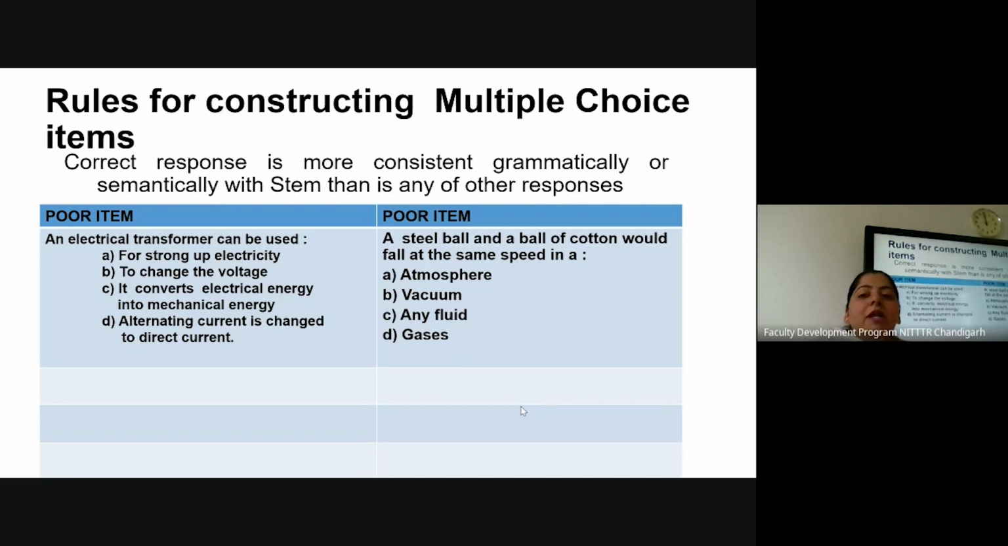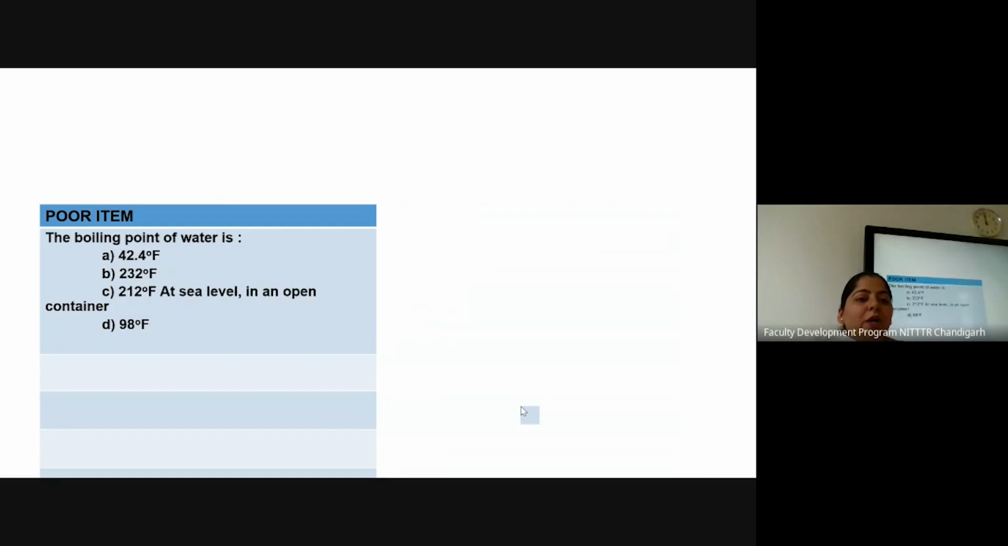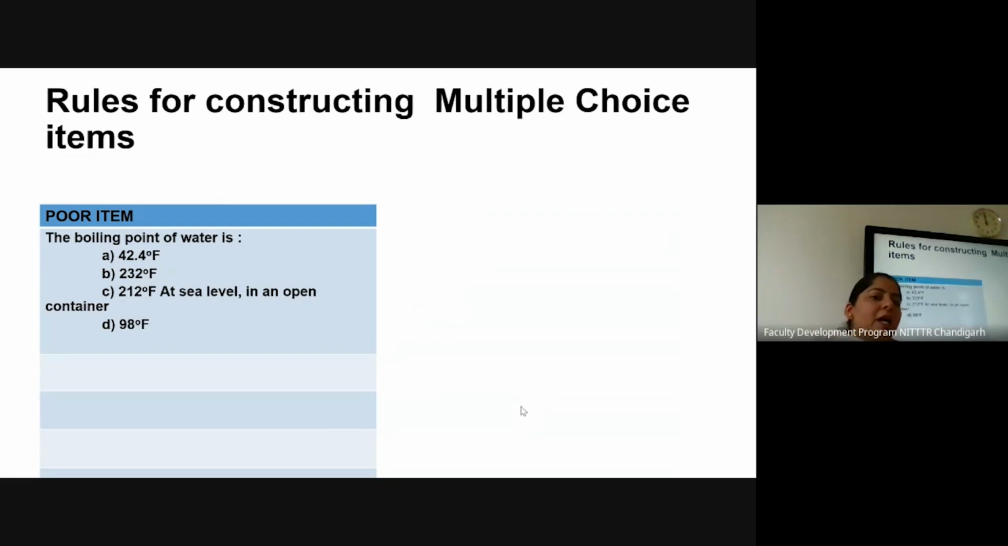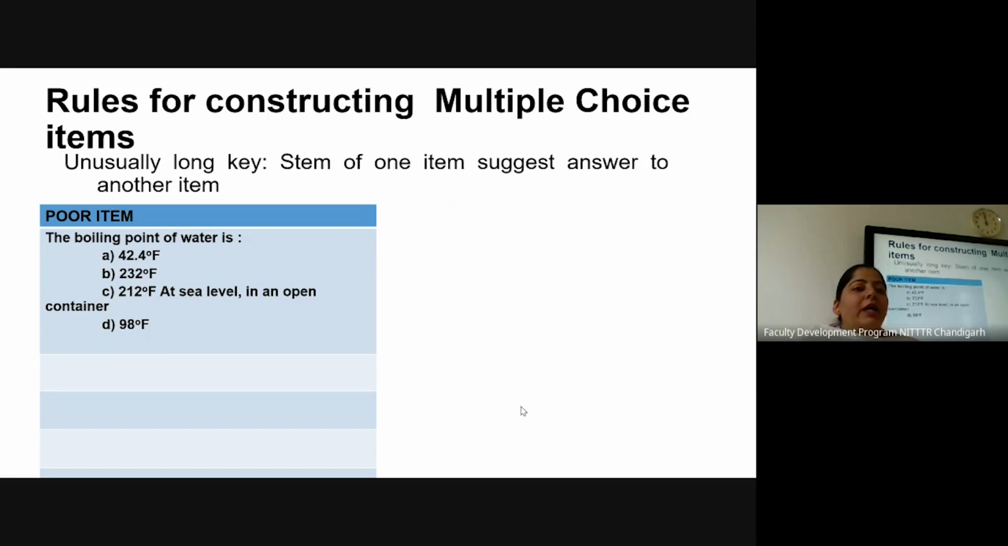A steel ball and a ball of cotton would fall at the same speed in a... the atmosphere is gone, any fluid is gone. So there are only two options available for the student to select. So these also need to be avoided. Always proofread your paper, give it to another faculty member, and ask that faculty member to read your question paper before giving it to the students, to remove all kinds of language errors in that sheet.